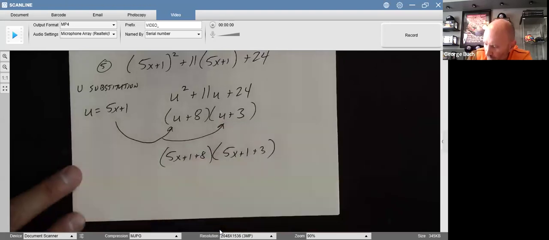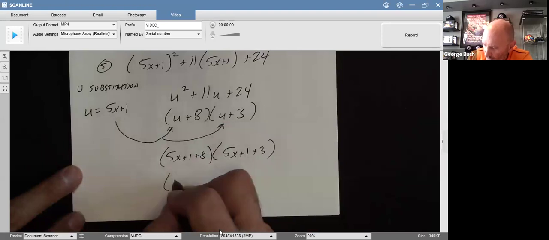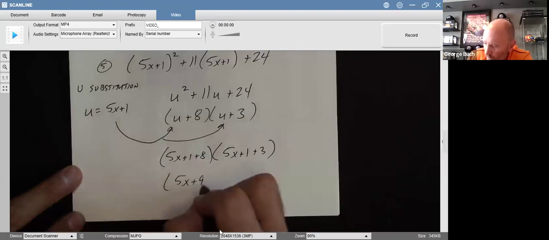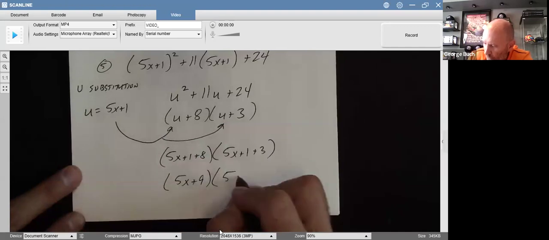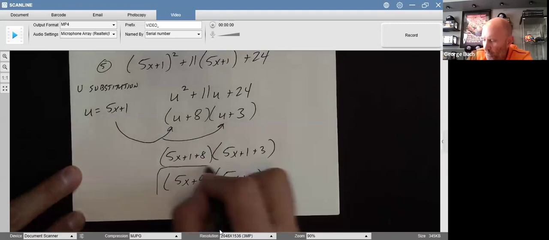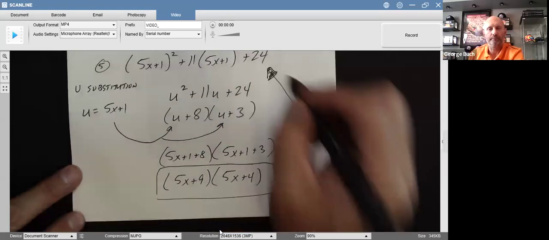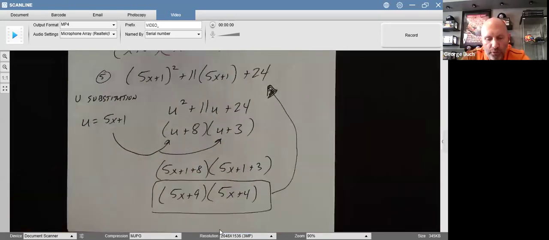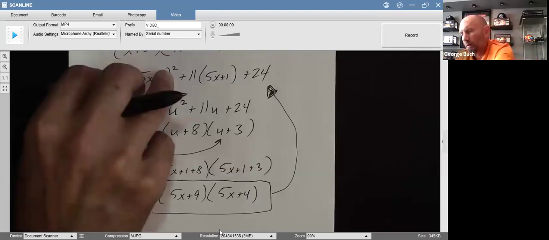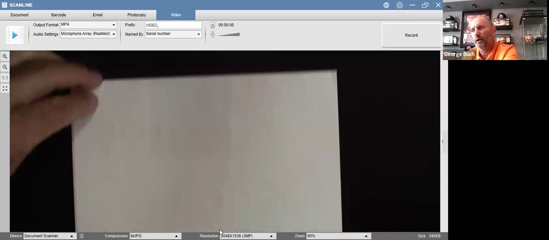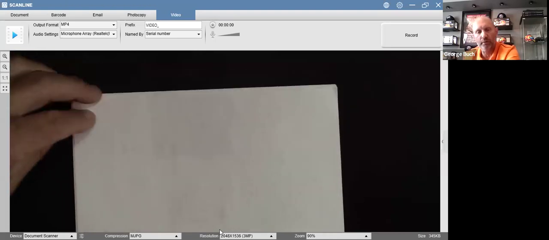Now go ahead and simplify. 5x plus 1 plus 8 is 5x plus 9. And 1 plus 3 is 4, so 5x plus 4. So this would be the factoring of that guy there. Using U substitution takes something that looks pretty messy and makes it a whole lot more feasible for us. Okay, that's our factoring, all the different types of factoring problems you guys should know how to do and you'll encounter on your homework, on your in-class assignments.